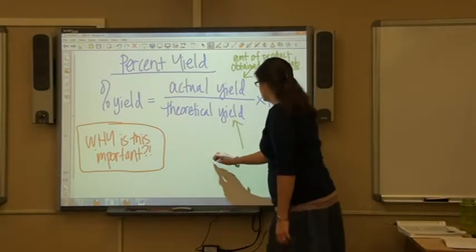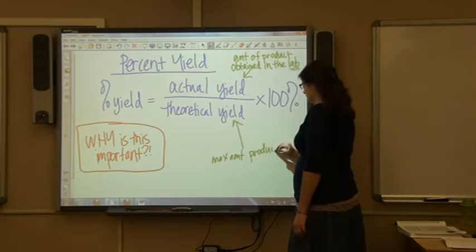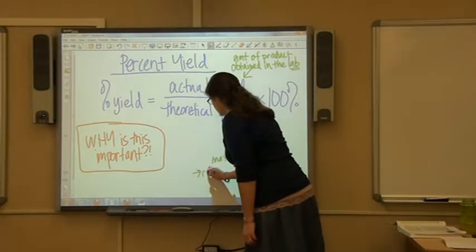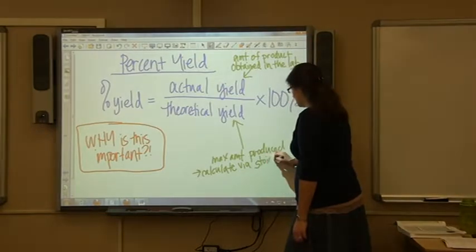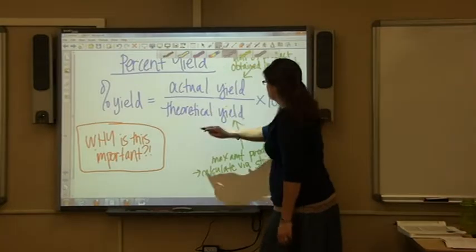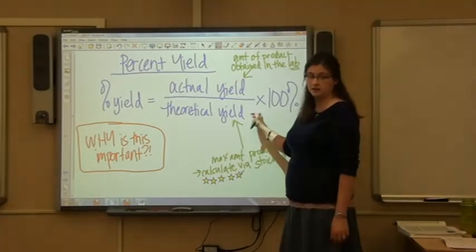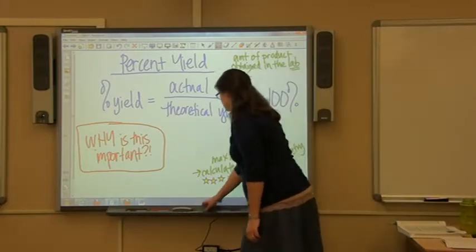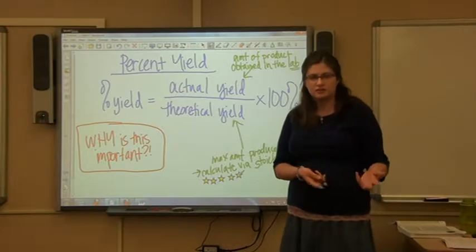Theoretical yield then is the maximum amount produced in theory, and you calculate this via your stoichiometry problem. Star there for that. This is the one that you calculate. Actual yield is the one that you get from experimentation. Okay, so why is this important? Why do we bother with this?